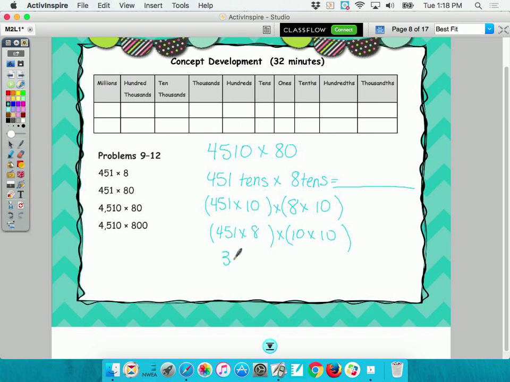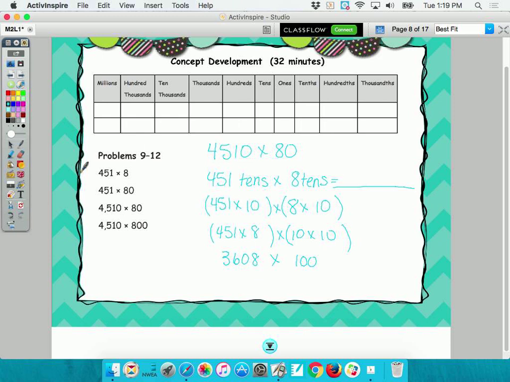So now we know this is 3,608 times, what's 10 times 10? 100. Wait, how do you know? Where'd you get the 10 times 10? I moved this 10 over here. Wait, how did you get the 3,608? I remembered it from last time, or actually, the last time's answer. The first time, yeah. Okay, so now let's talk about this before we move on.